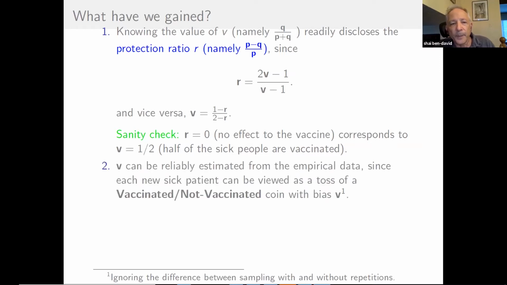What else have we gained? So now this can be thought of as a coin toss, and we can reliably estimate it from empirical data. So what do we have here? We think of the patient that comes to the hospital with a positive test as a coin: you flip it, it's heads if it turns out that he got a true vaccine, and tails if he was not vaccinated. So what we are trying to estimate here, this V, is the probability of heads. This is heads divided by heads plus tails. So this is like estimating the bias of a coin from seeing the results of coin tosses.